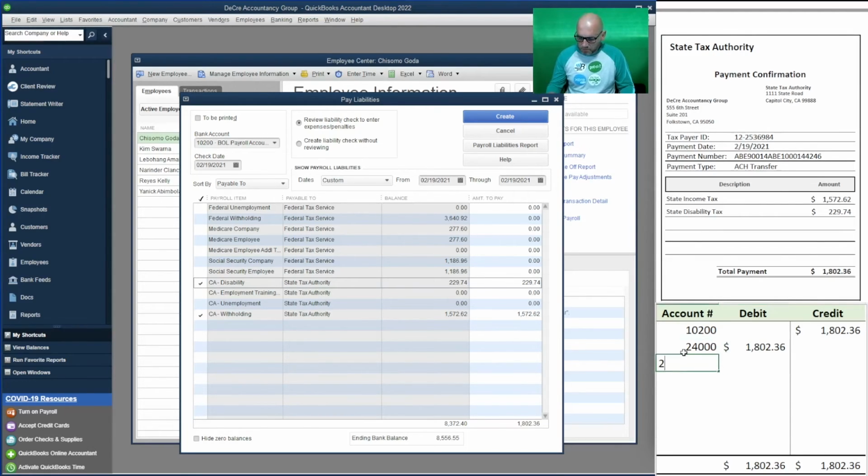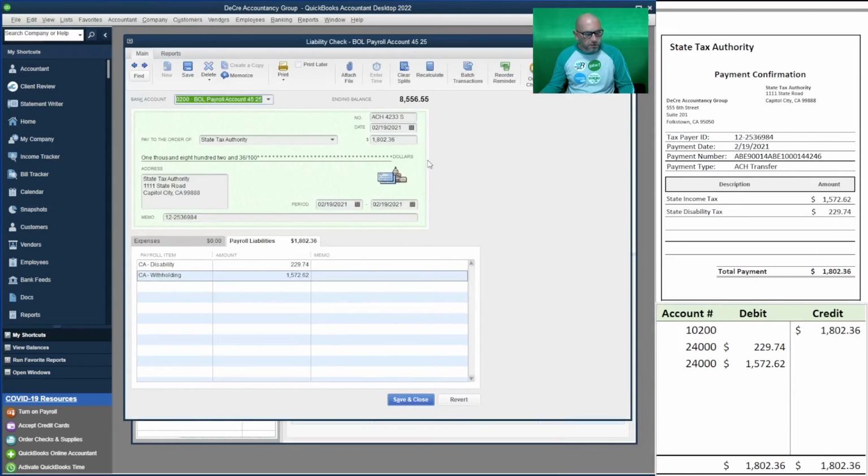Well, actually, let's do a little bit more detailed for kicks and giggles. That's some more detail, right? So this amount and this amount, the debits to account 24,000, right? And this amount right here is a credit to our account 10,200. Let's go ahead and create this check. Here it is. This is the amount. We can convert it to ACH since it will be an ACH.